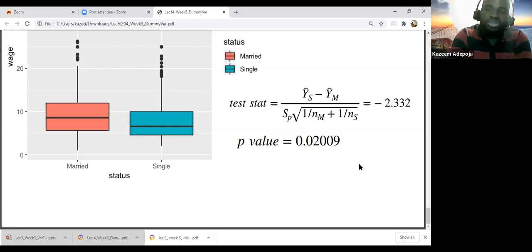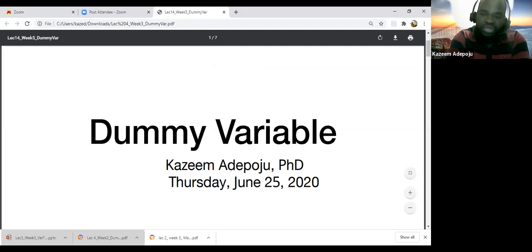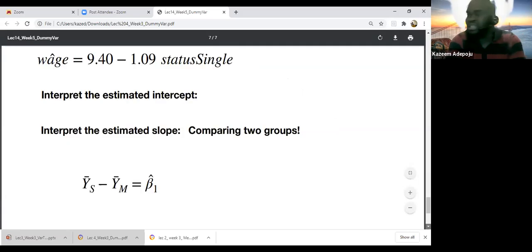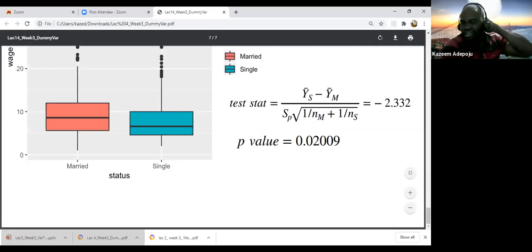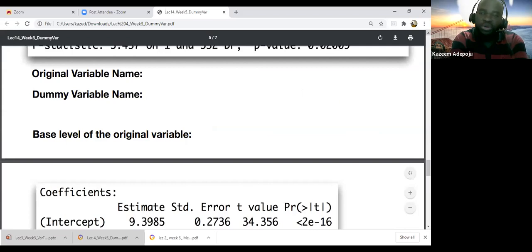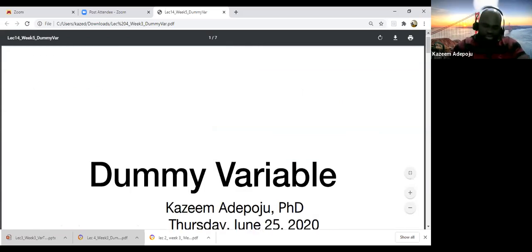So this is the dummy variable. Next week I'm going to go further on this. I'm going to attach another material because we still have other things that we can do with dummy variables, but this is just to introduce you guys to dummy variables. Before I move to the next topic, is there anyone who wants to ask a question on dummy variables?